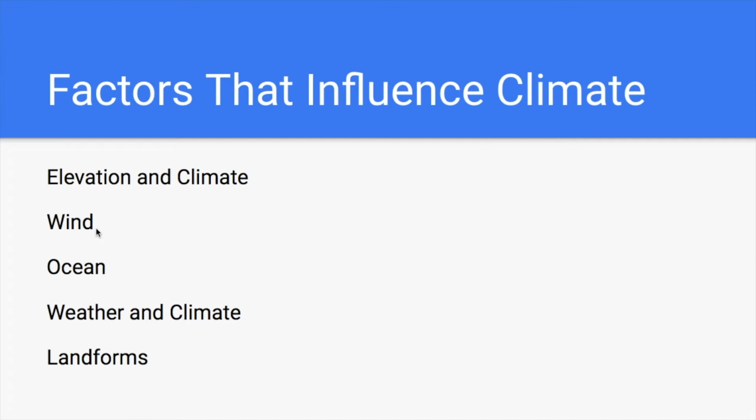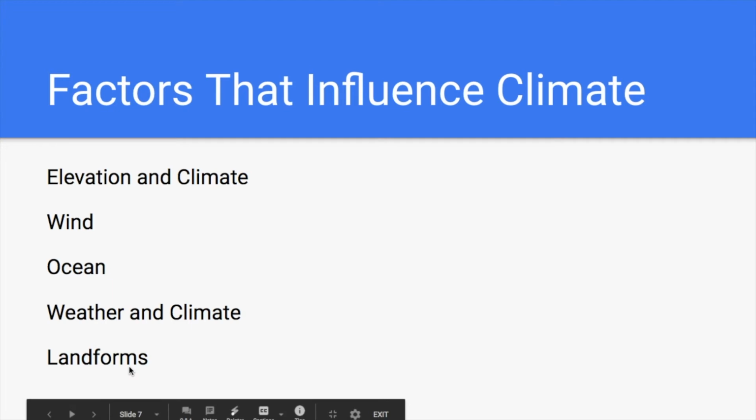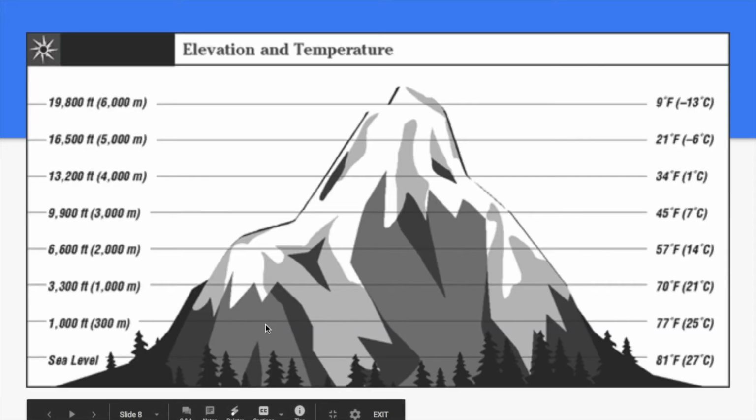Next, we'll look at the different wind patterns that are on our Earth, how the ocean might influence if it's going to be warmer or colder in an area. What is the actual difference between weather and climate? We'll answer that. And then how do landforms influence the climate in a specific area?